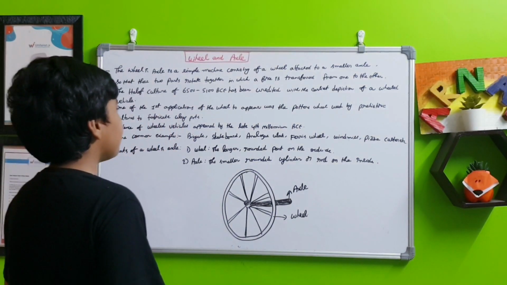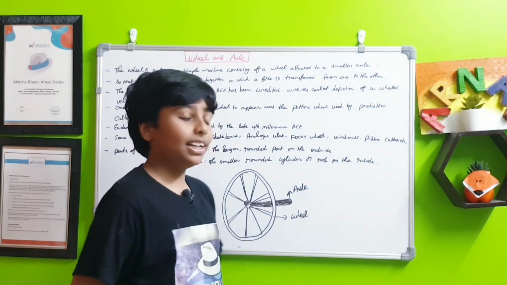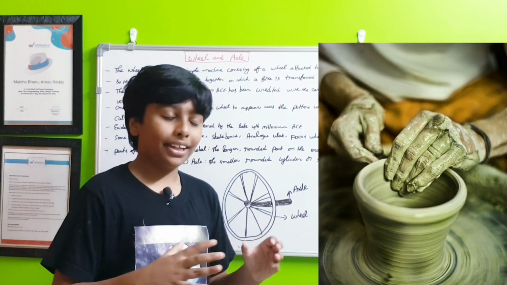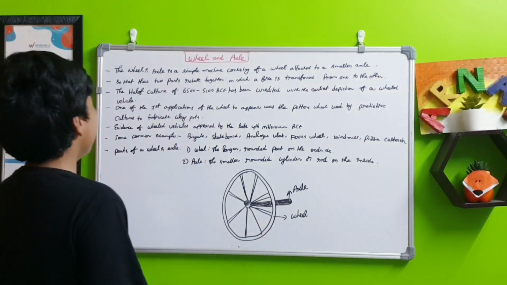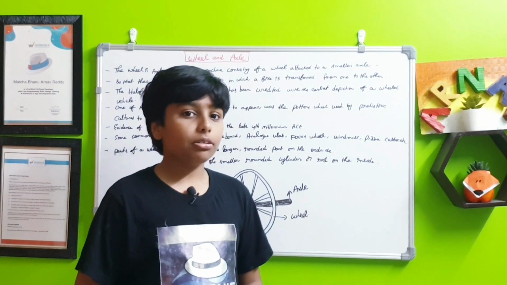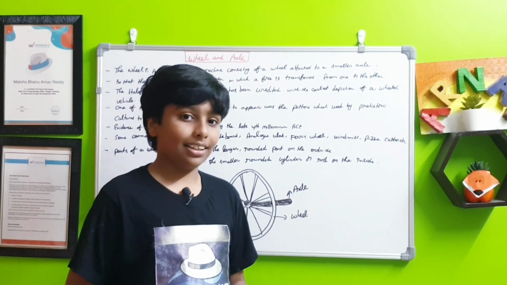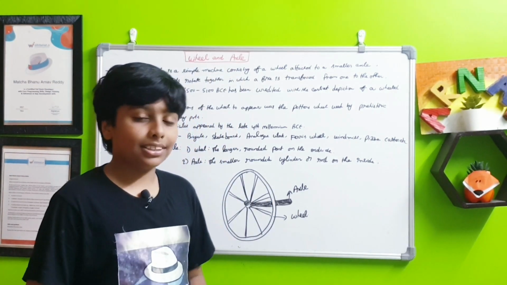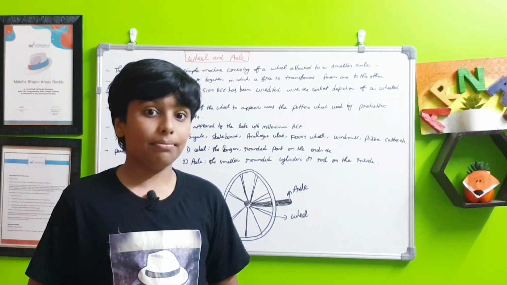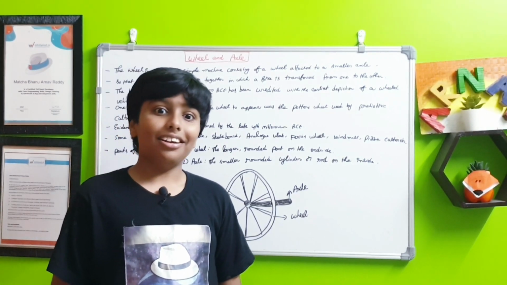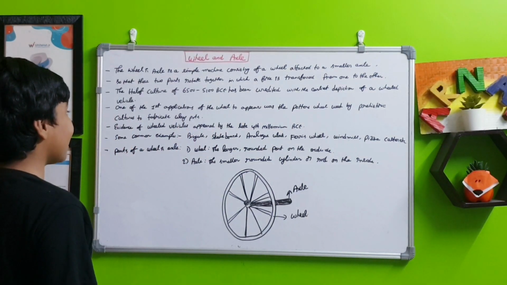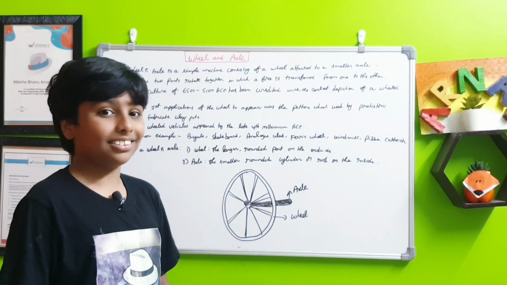One of the first applications of the wheel to appear was the potter's wheel, used by prehistoric cultures to fabricate clay pots, just making pots easier. The evidence of wheeled vehicles appeared by the late 4th millennium BC. So by the 4th millennium BC, like in the 3000s BC, evidence was starting to pop up that they were using these wheel and axles for vehicles and many other uses. That was a great revolution for people, because this wheel and axle is pretty useful in vehicles and transport.